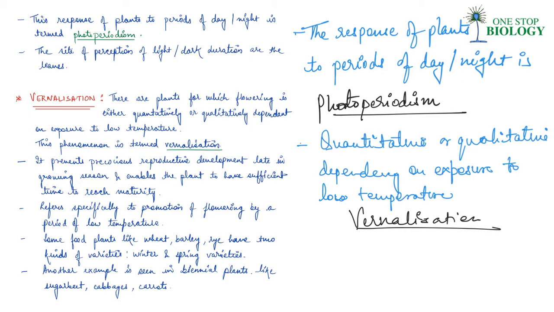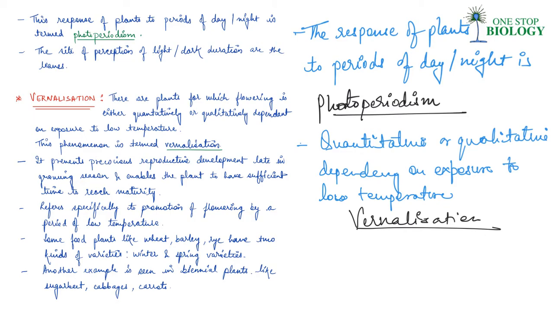sufficient time to reach maturity. It also refers especially to the promotion of flowering by a period of low temperature. There are some important food plants like wheat, barley, and rye, and they have two kinds of varieties: winter and spring. The spring varieties are normally planted in the spring and come to flower and produce grain before the end of the growing season.